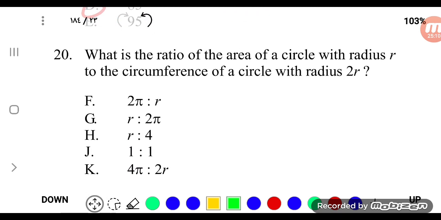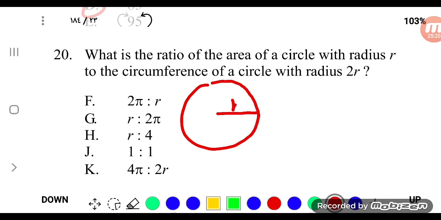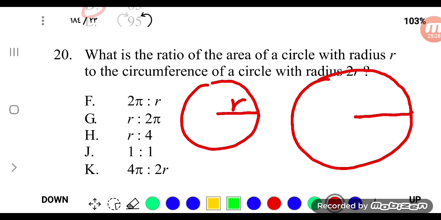What's the ratio of the area of a circle with radius r to the circumference of a circle with radius 2r? So here I have two circles. First circle, radius r, and another circle which is twice the radius, here radius 2r. So what's the ratio? Area of the circle with radius r equals pi r squared.